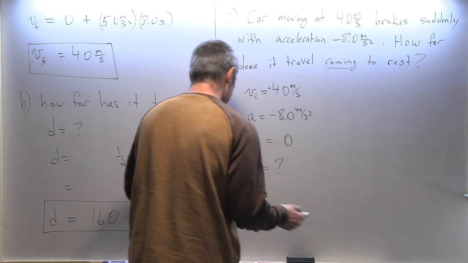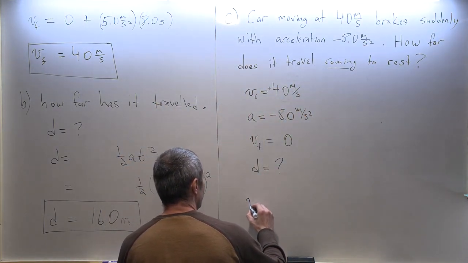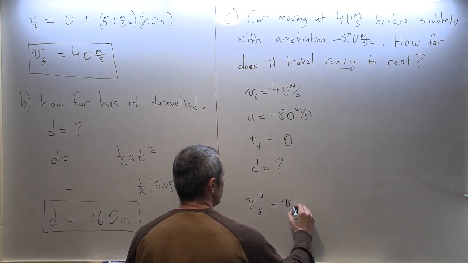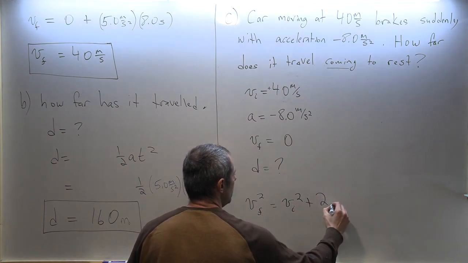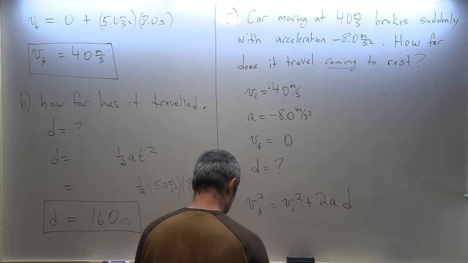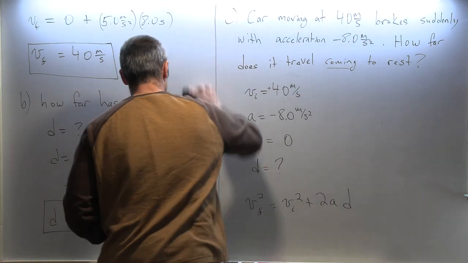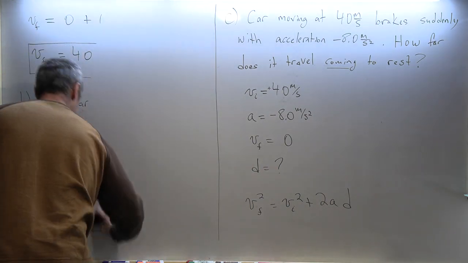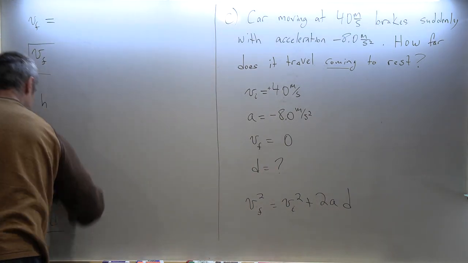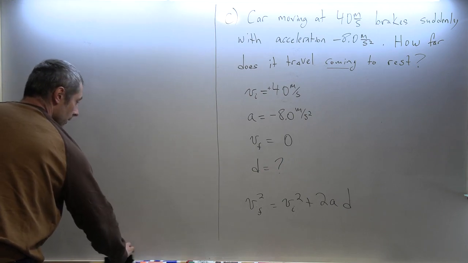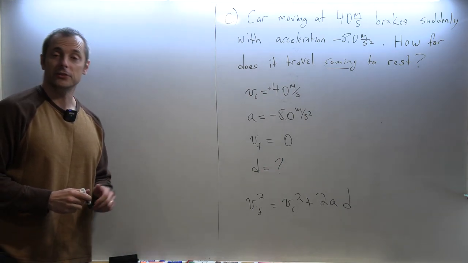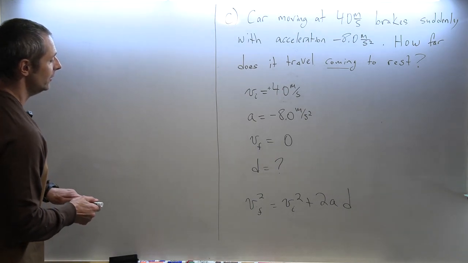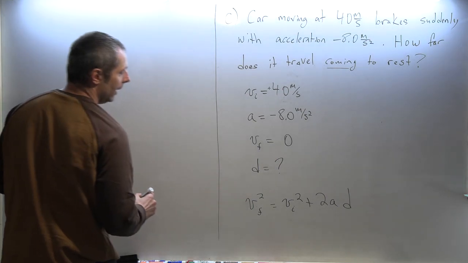Let me write out the formula again, right? I don't want to lose my point. So I got to do V final squared equals V initial squared plus 2AD. Okay, let me pause to give you a chance to jot this down. Okay, let's continue.